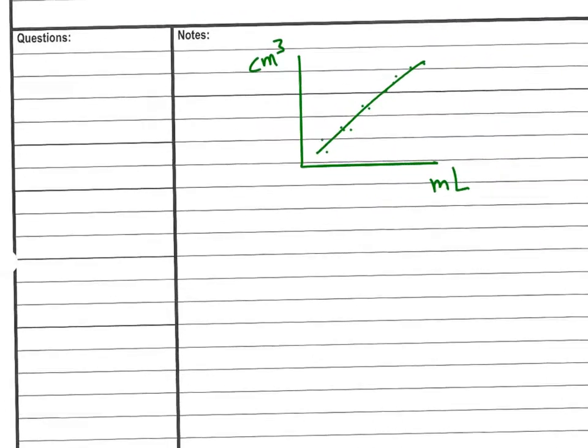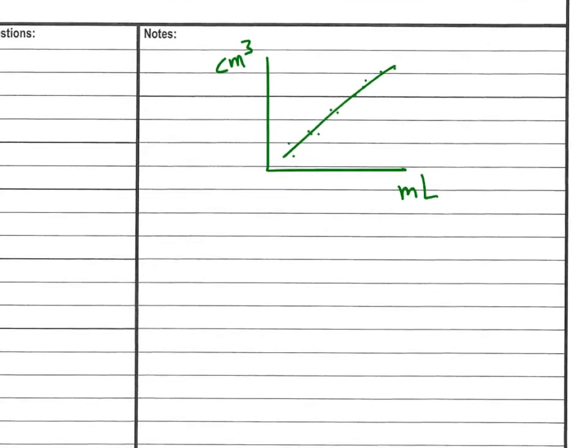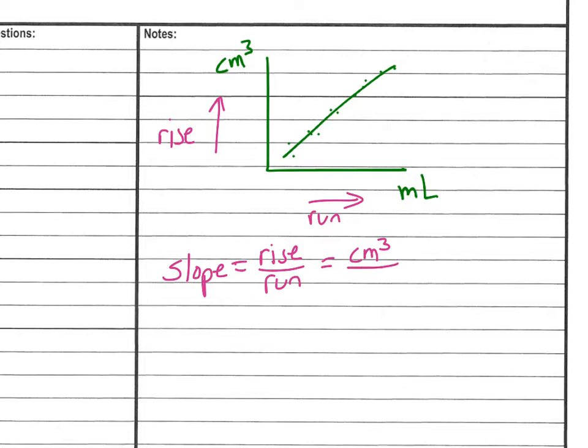Now the slope of that line is what's important here. The slope of that line, which remember in math class is simply the rise over the run, is a very valuable piece of information here. So let's look at the rise. The rise would be this way. That's your rise, and that's on the centimeters cubed side, so we'll put centimeters cubed there. And the run is going this way. That's along the x-axis, and over there we have milliliters, so milliliters is our run.